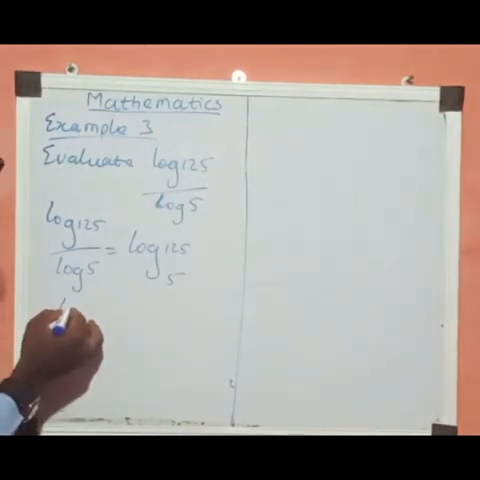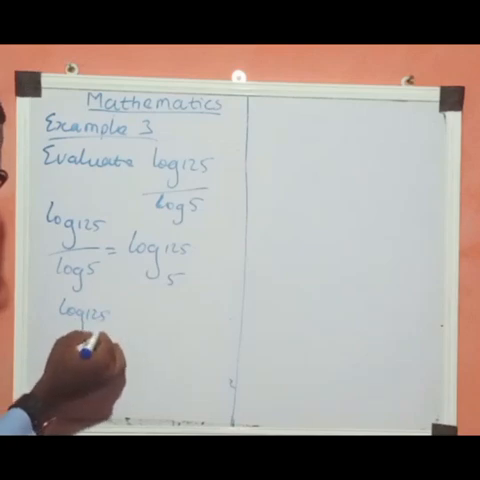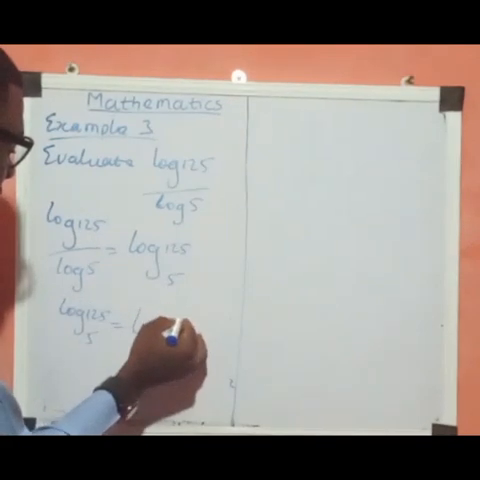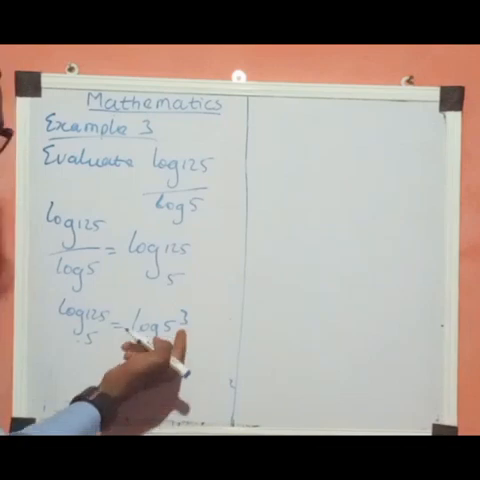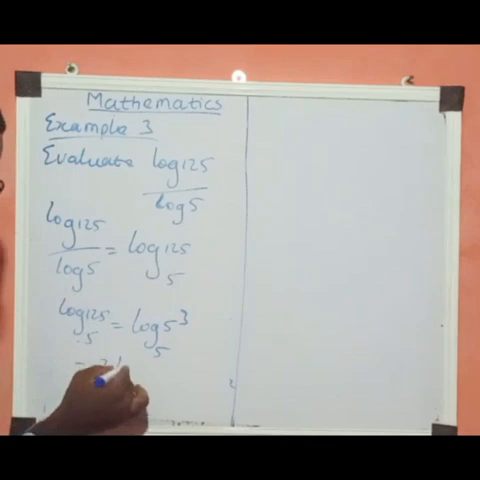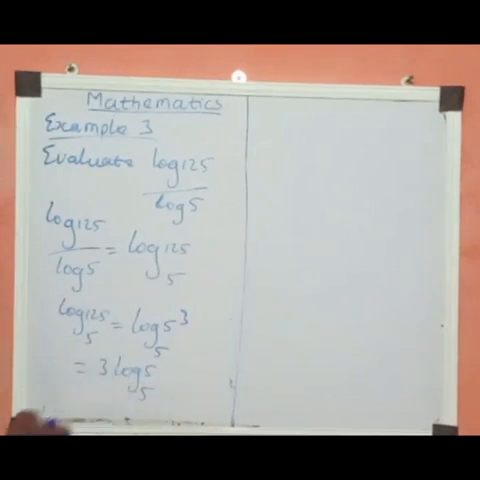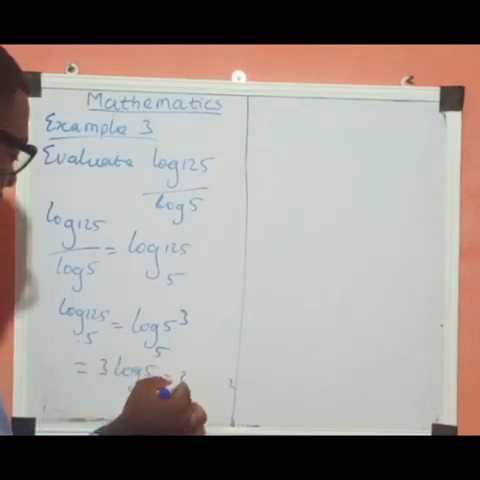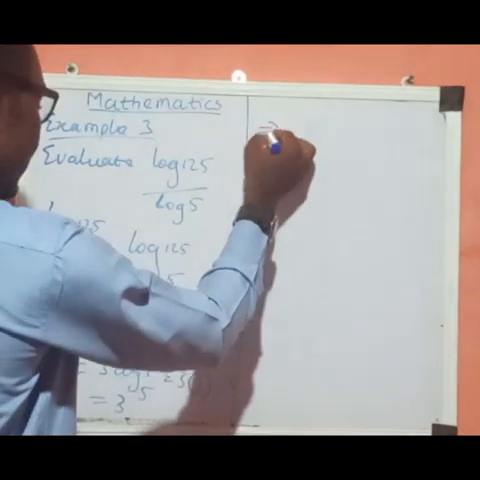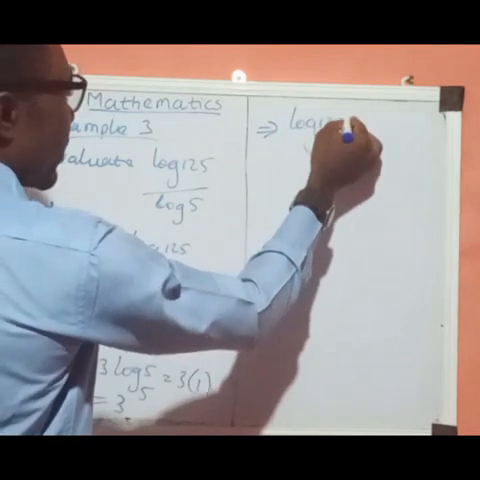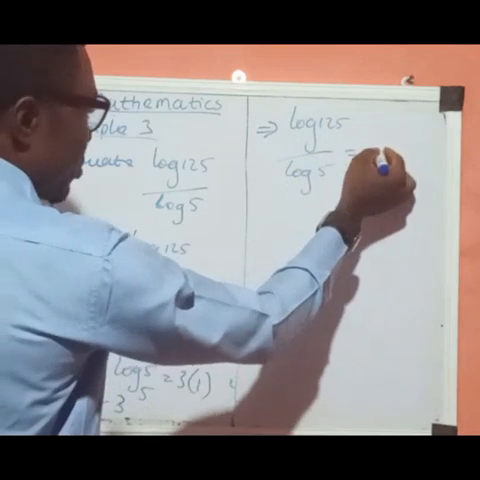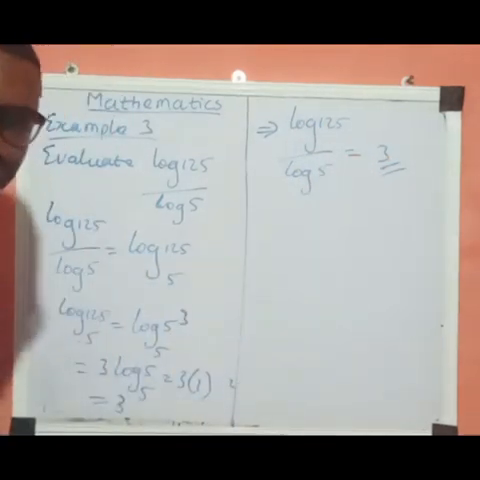So that means that log 125 base 5 is equal to log of 5 raised to the power 3, base 5. Because this power is for the number, you bring it in front, so that it becomes 3 log 5 base 5. And log 5 base 5 is simply 1. So you have 3 times 1, that is equal to 3. This implies that log 125 over log 5, whatever the base may be, is equal to 3. That is it. See you in our next class.